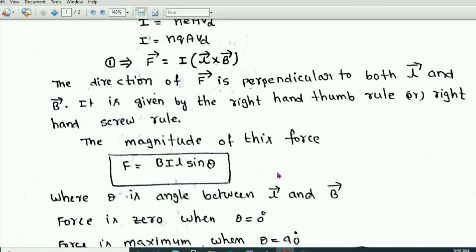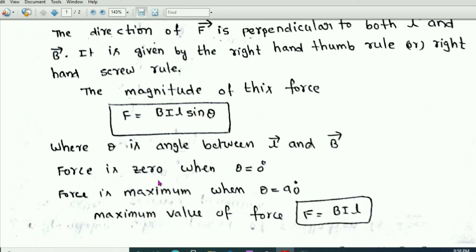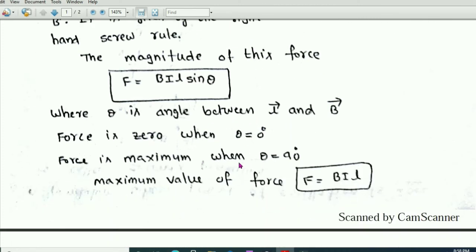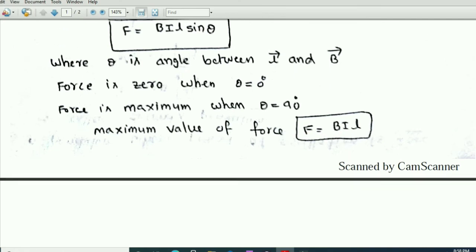The force is maximum if theta is equal to 90 degrees. Theta equal to 90 degrees means the conductor is perpendicular to the magnetic field, where L bar represents the length of the conductor. So when the conductor is perpendicular to the magnetic field, it experiences the maximum force. The maximum force is given by sine 90, which is 1. So F is equal to BIL. This is the maximum force experienced by the conductor placed in the magnetic field.